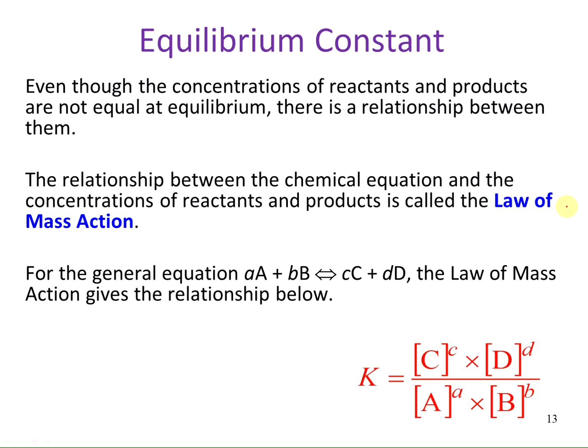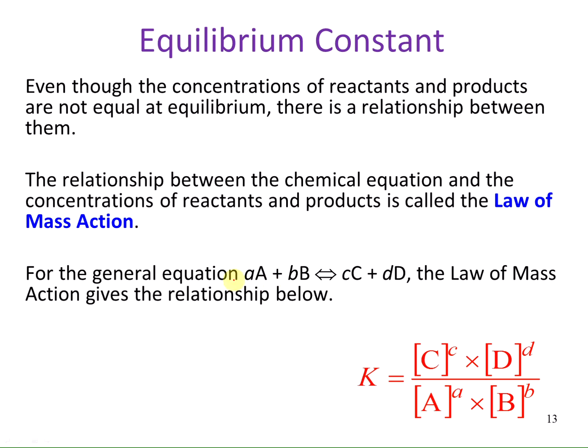For the general equation A plus B goes to form C plus D, the law of mass action gives the relationship below. So K represents the equilibrium constant, and we have the products over the reactants. And you're going to hear this a lot as we go through this semester, especially as we talk about equilibrium constants. It's always products over reactants. Here we have the concentration of C, and that's what the brackets mean, the concentration in units of molarity, times the concentration of D, the other product, over the concentrations of the reactants A and B.